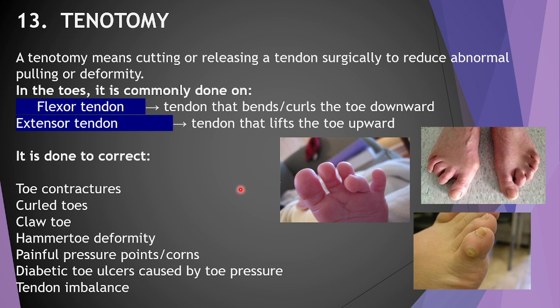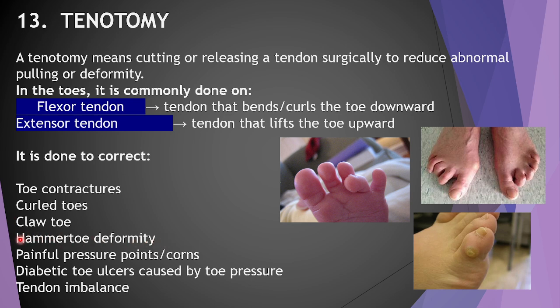So why is tenotomy performed? Tenotomy is performed to release the tight or contracted tendon, to correct the deformity, to improve the range of motion of the affected anatomical area, and to reduce the pain or muscle imbalance. The conditions include toe contracture, curl toe, claw toe, club toe, hammer toe deformity, painful pressure point corns, tendon imbalance, and diabetic toe ulcer caused by toe pressure.